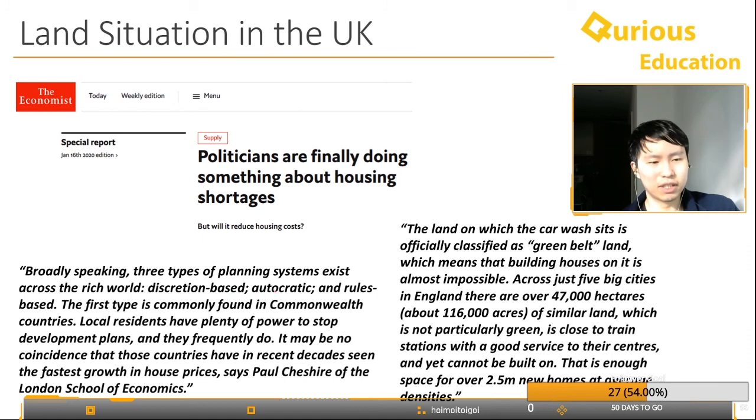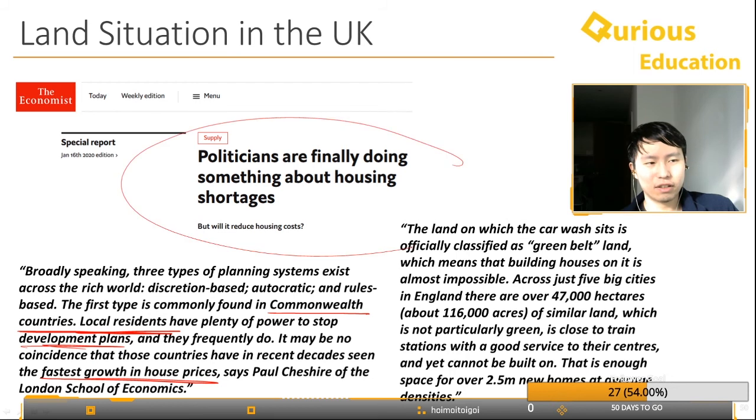And because the land use policy is quite strict, and there's a lot of power for local residents to stop the development plans in Commonwealth countries, this restricted the amount of supply and the elasticity of supply for homes. As a result, it would cause a faster growth in house prices. So potentially, this might be some of the things that our politicians are perhaps doing.